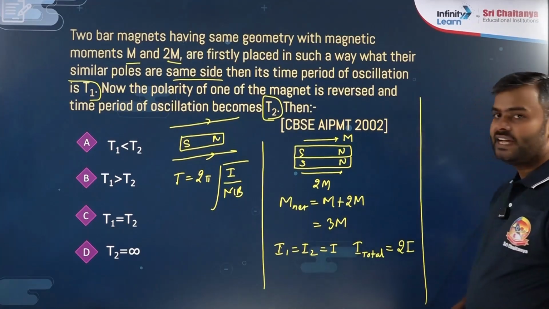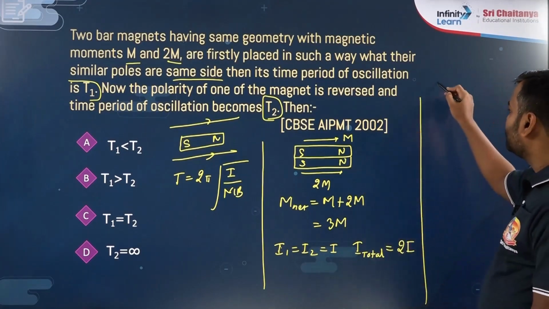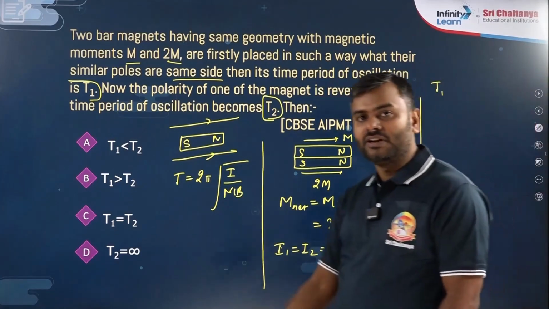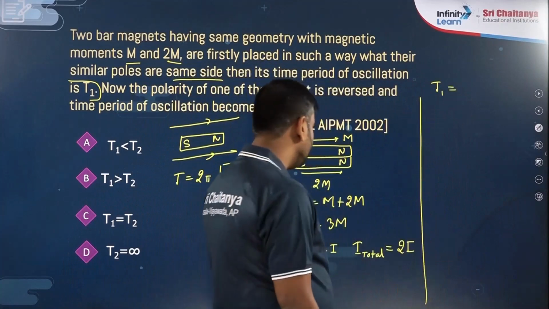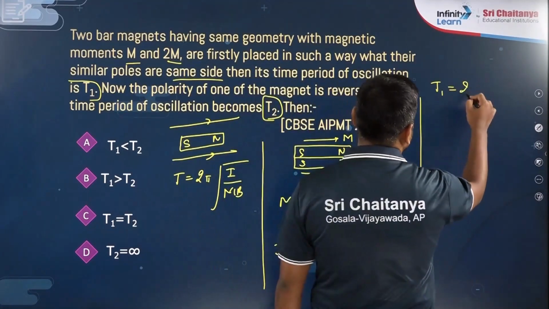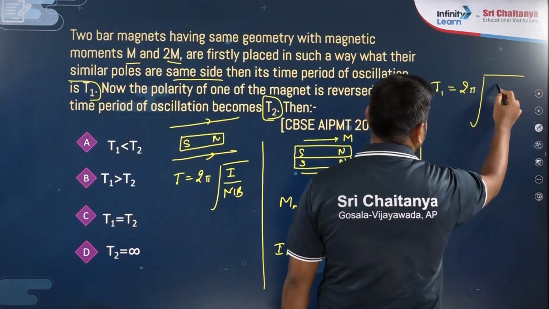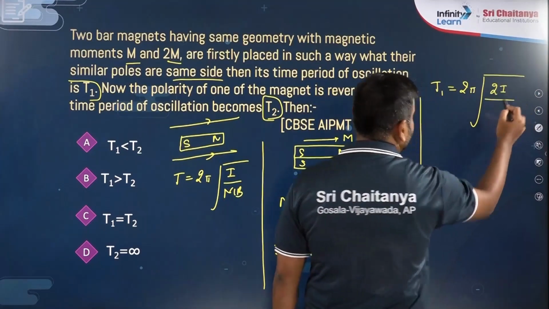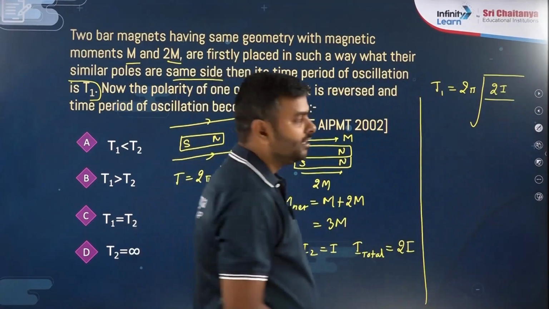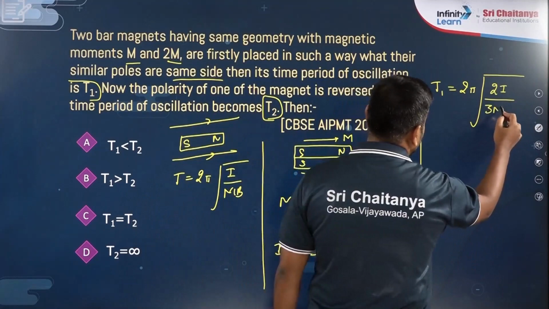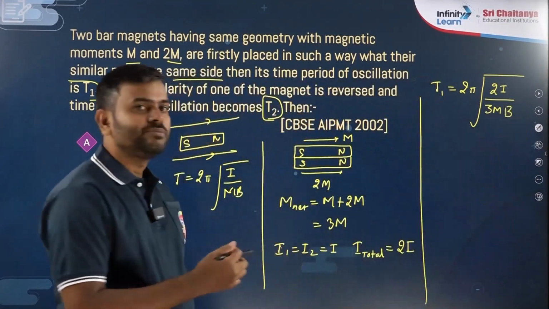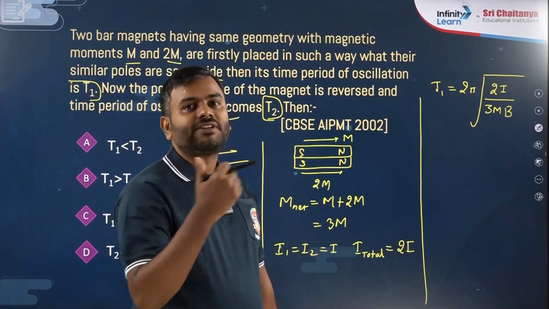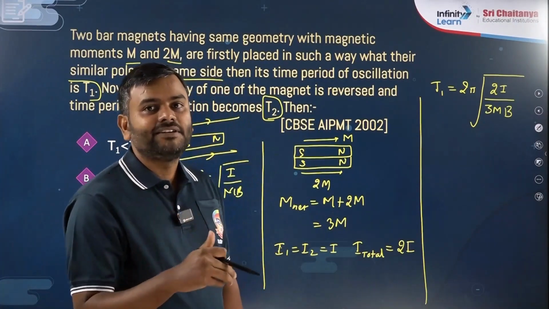So the time period we will get for this combination is given as T1. What will be the value of that T1? The T1 value will be equal to 2 pi under root of total moment of inertia, which is 2I, divided by the net magnetic moment which we have calculated, that is 3m into B, because the magnetic field is going to remain the same. We have taken that external magnetic field value as B here.